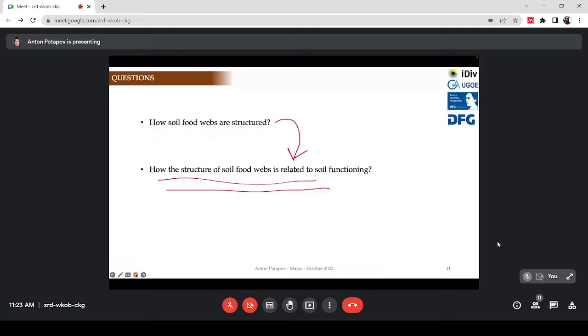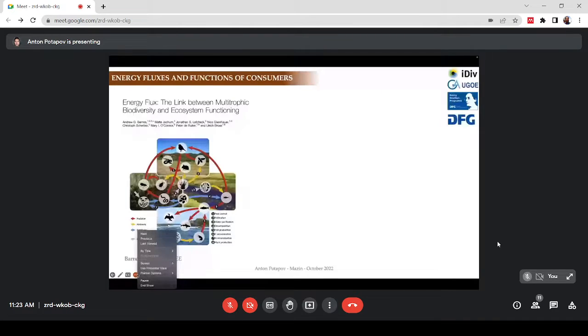And now I'm going to be talking about how the structure of soil food webs can be linked to soil functions, which I'm interested in. And here, luckily enough, there was a relatively recent publication, which is called Energy Flux. And the energy flux concept is that living organisms, especially consumers, are modifying their environment and ecosystem processes by trophic interactions, mostly by feeding on other organisms.